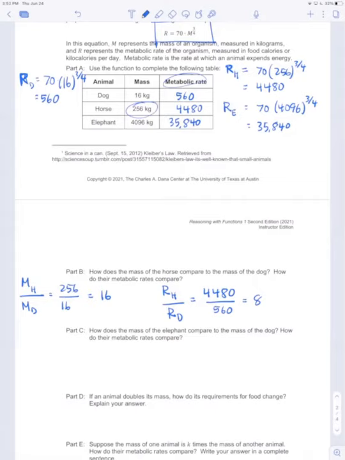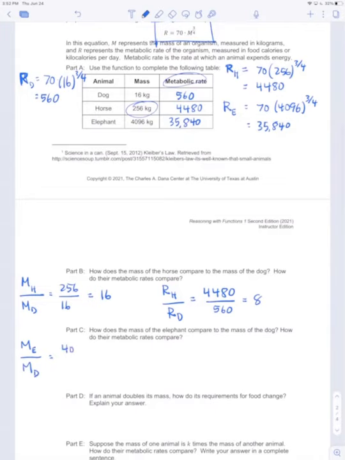Let's move to part C. How does the mass of the elephant compare to the mass of the dog? And how do their metabolic rates compare? So for the mass, E for the elephant, this is going to be compared to the mass of the dog. The mass of the elephant is 4,096. The mass of the dog is 16. And if we reduce this, we get 256. So we can see the mass of the elephant is 256 times that of the dog.